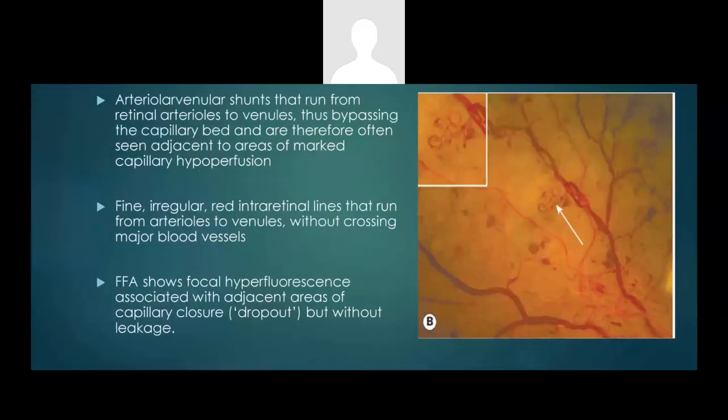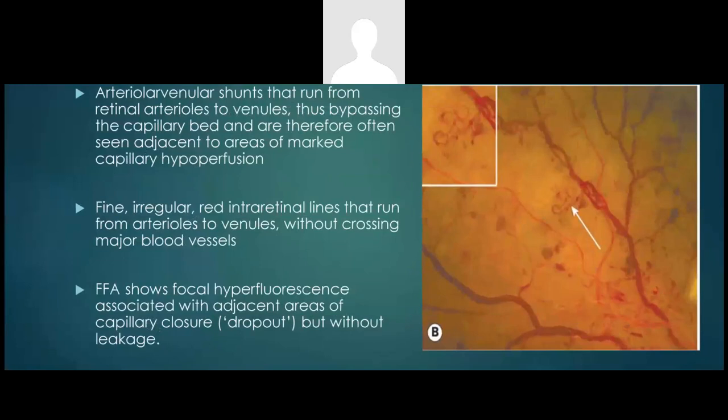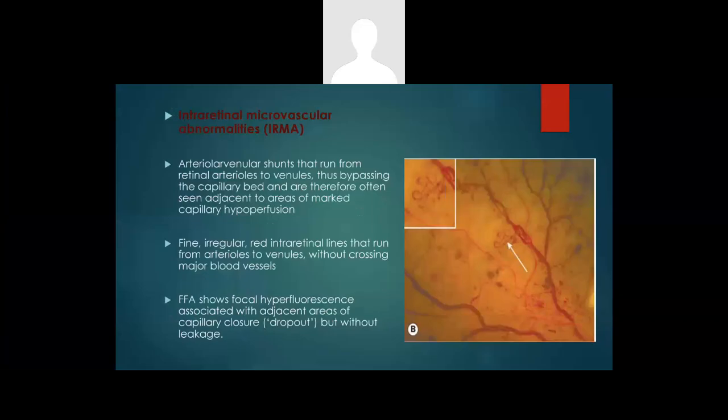In fundus fluorescein angiography, they show focal hyperfluorescence associated with the adjacent area of capillary closure. There is dropout, but there is no leakage. And the main differentiating point from the NVE is that NVE usually crosses the blood vessel, and NVEs are very leaky in FFA.